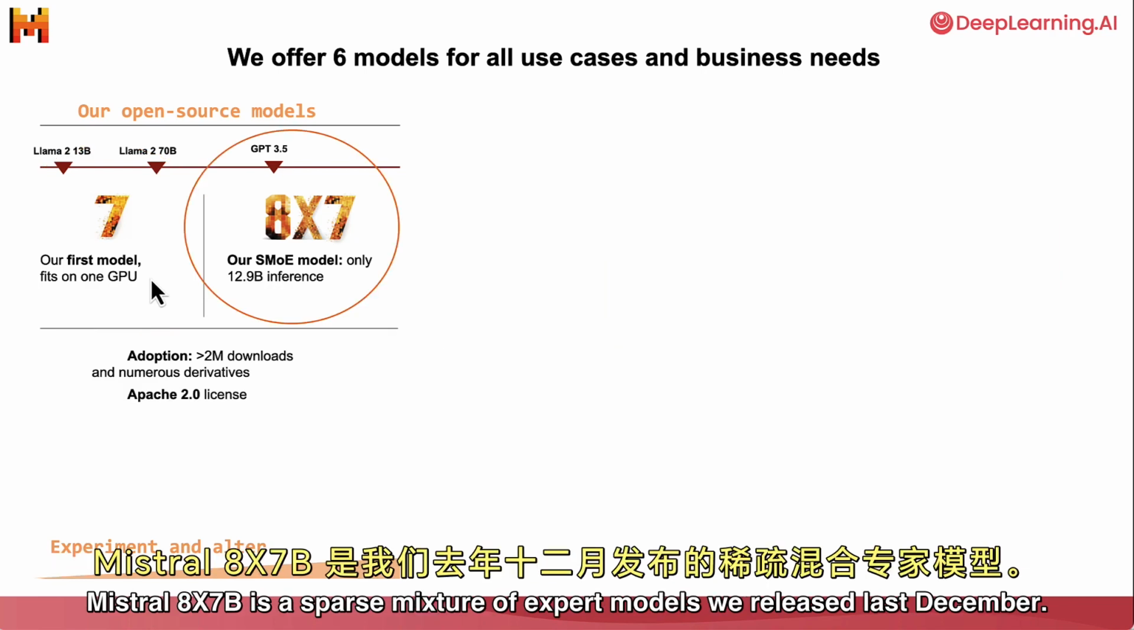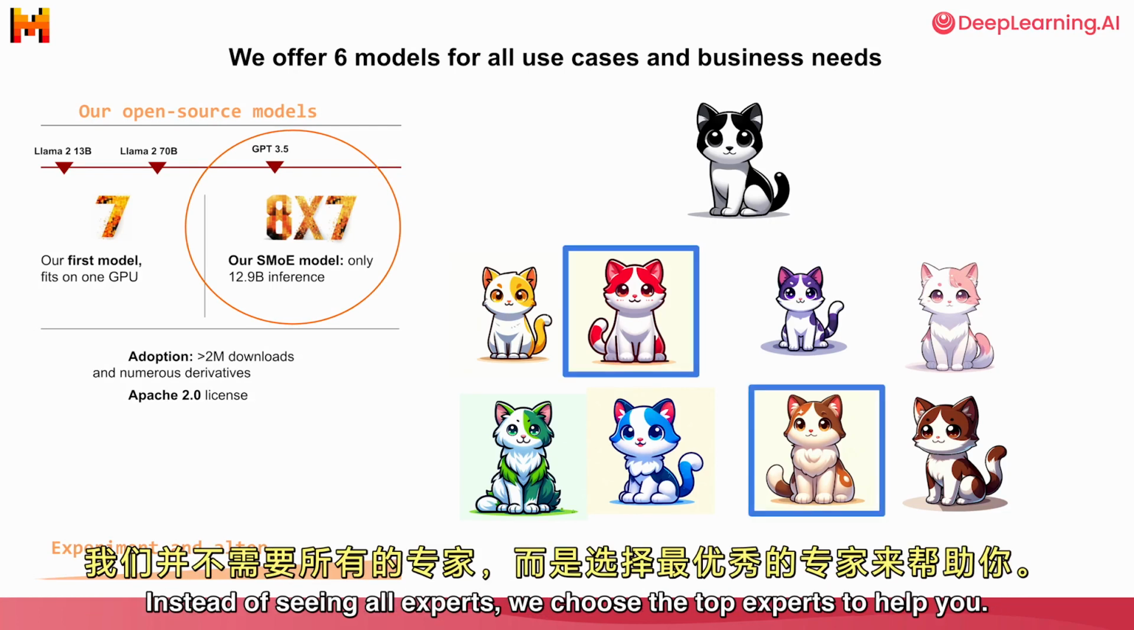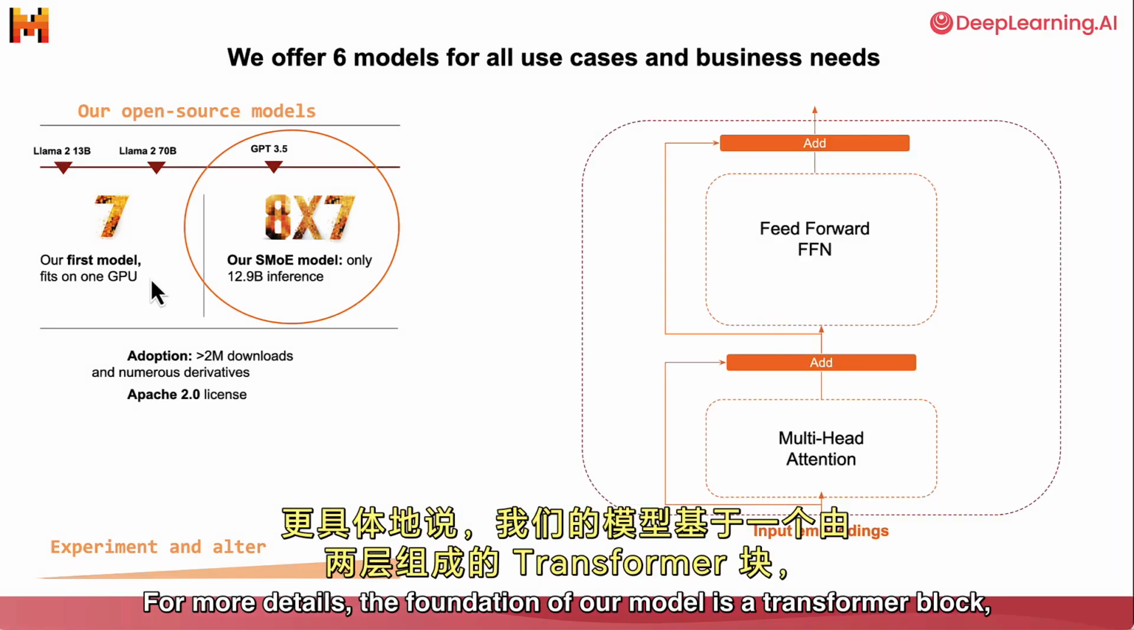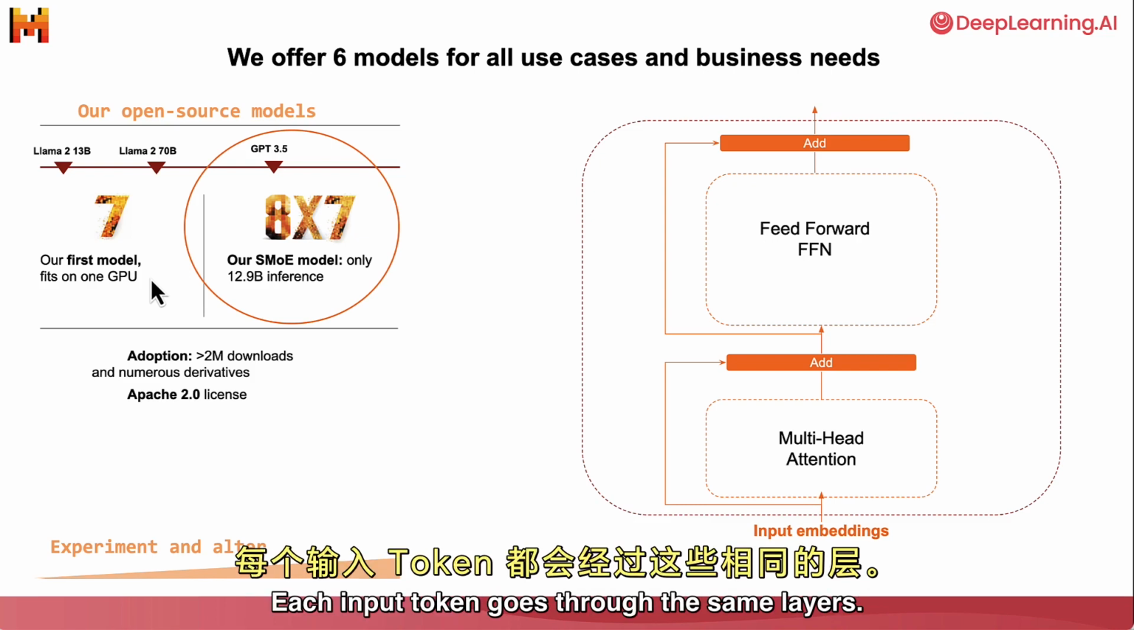Mixtral 8x7B is a sparse mixture of experts model we released last December. At a high level, imagine you have 8 experts to help you process your text. Instead of using all experts, we choose the top experts to help you. For more details, the foundation of our model is a transformer block, which is composed of 2 layers, a feed-forward layer and a multi-head attention layer. Each input token goes through the same layers.